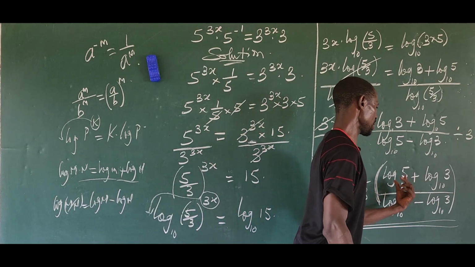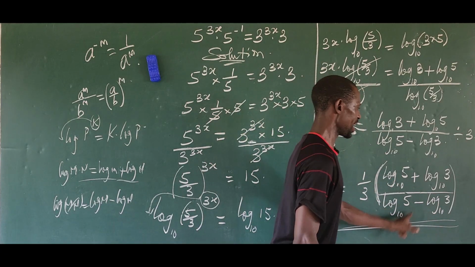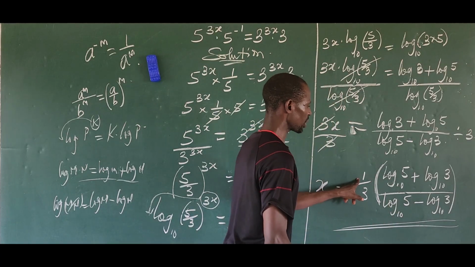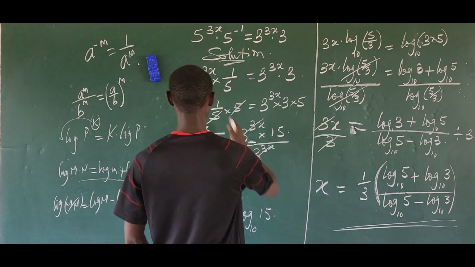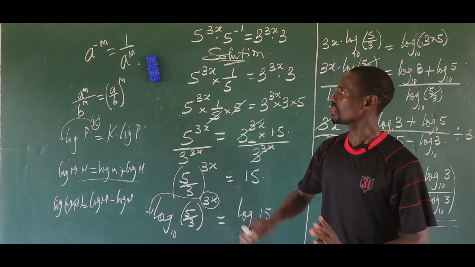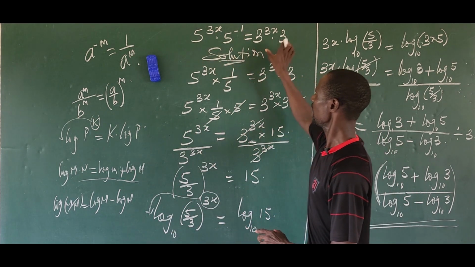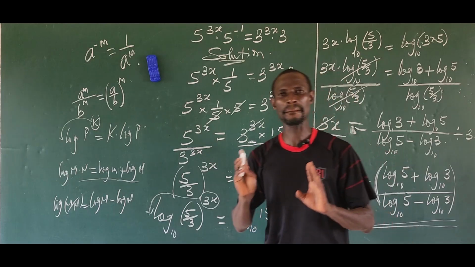So if we sum this up and subtract this, divide the answer from here, and multiply it by 1 over 3, it's going to give you a numerical value. And if you input it into this system, then whatever you have from here and whatever you have from here will give you an approximate value.